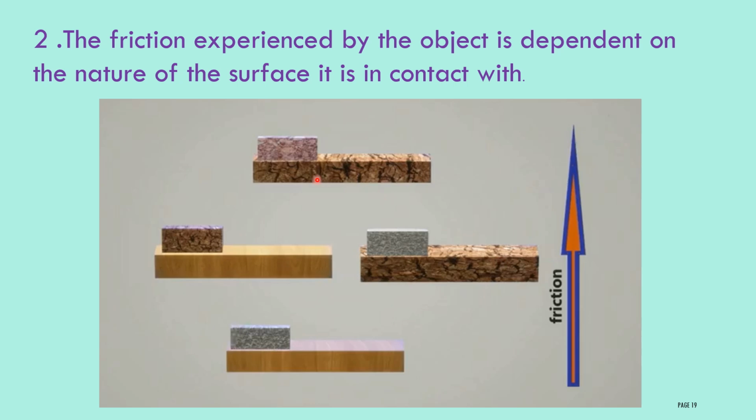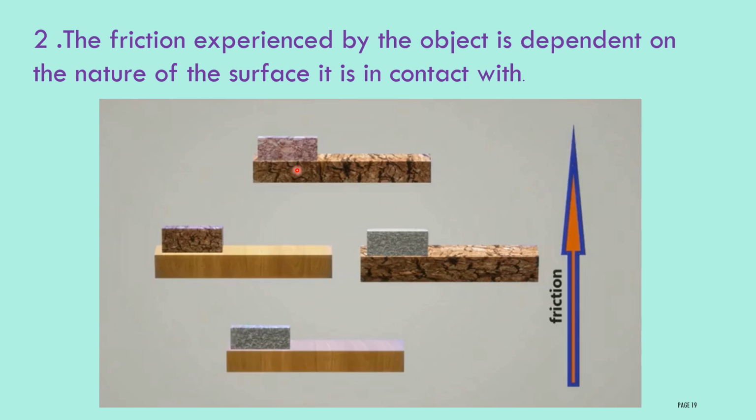Then consider the third case. Here the surface of the object and the floor surface are both rough. When the two surfaces are rough, then the irregularities will be more, and the interlocking will be more compared to these two cases. Then in this case you have to apply more force to make the object move, since it will possess more frictional force.